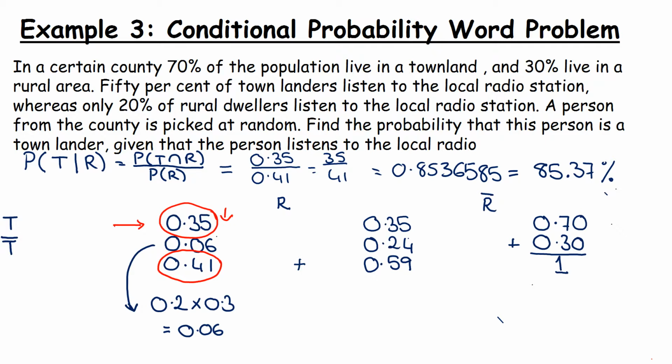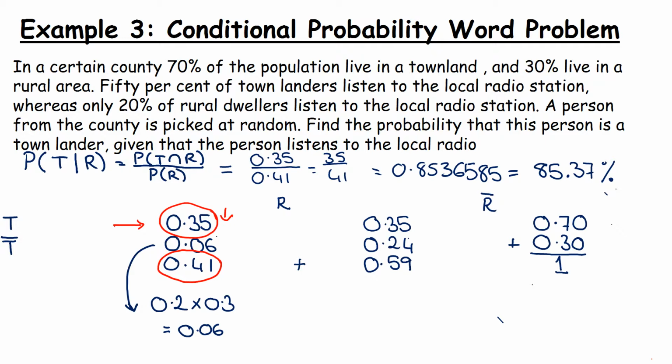Now, what they're asking us to do is find the probability that a person is a townlander given they listen to the radio. To do that, we need to know the probability of T intersection R, so that they are a townlander and they listen to the radio, and this goes over the probability that they listen to local radio. So in order to do that, we need to know the probability that somebody listens to the radio.